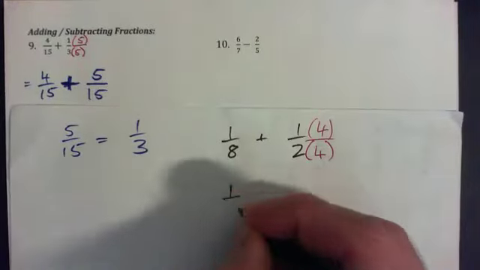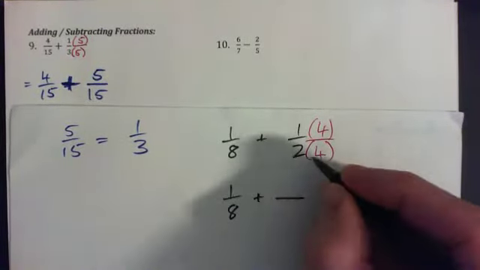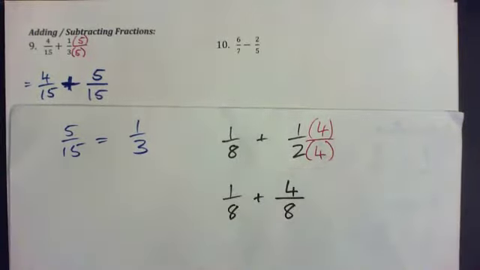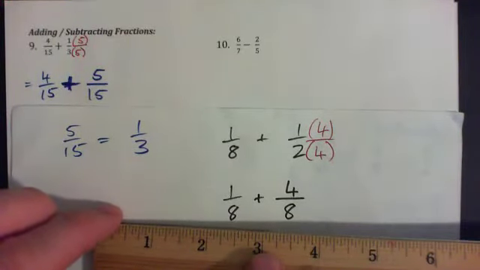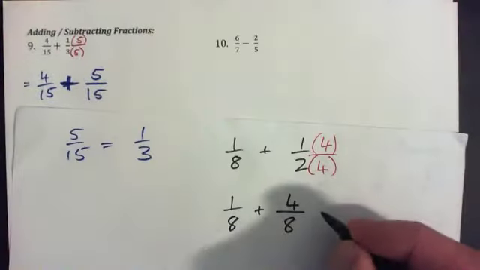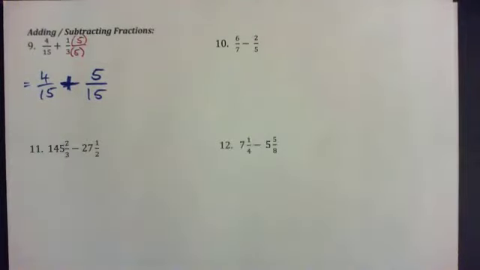So what you're saying is we have 1/8 of an inch plus 2 times 4 is 8, and 1 times 4 is 4, plus 4/8, because 4/8 of an inch on a ruler is the same thing as 1/2, isn't it? So 1/2 is the same thing as 4/8. So 1/8 and 4/8 would be 5/8, right? And that's adding fractions.